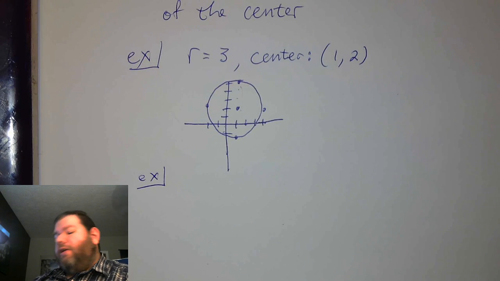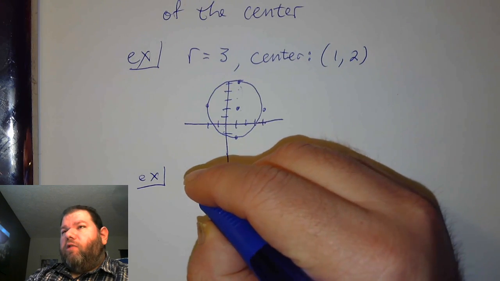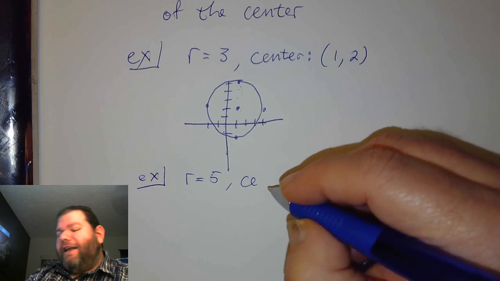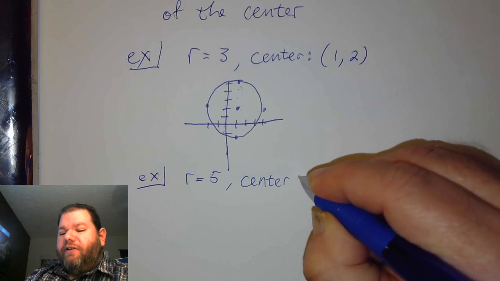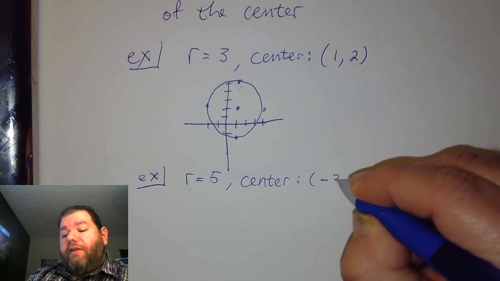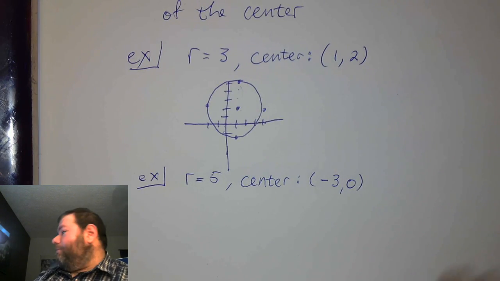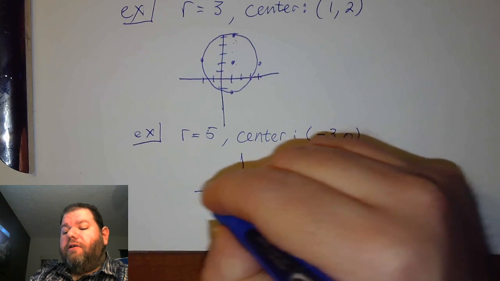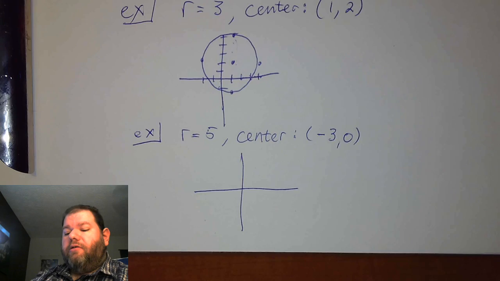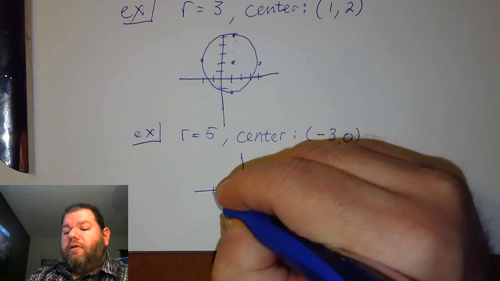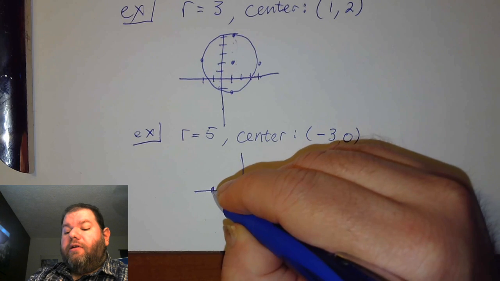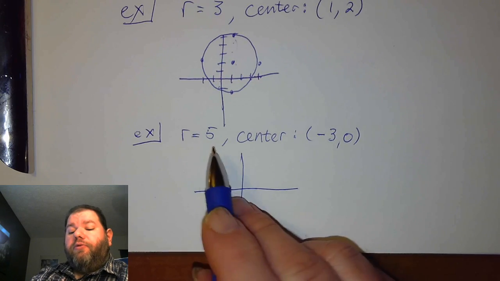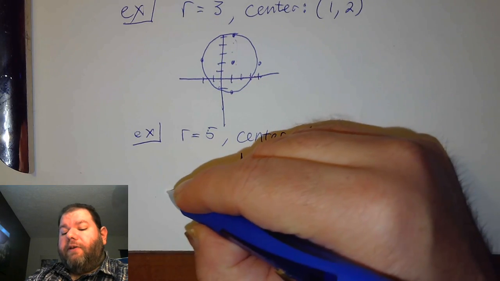So, continuing. I don't know what else I wanted to do here. Let's do one with the radius of 5. Center is located at, let's say, -3, 0. Again, the goal is just to sketch the graph here. So -3, 0 is the center. So we'll plot where the center is. And now we want all the points that are a radius of 5 from that center point.